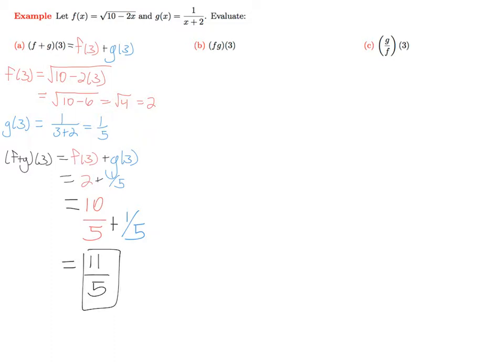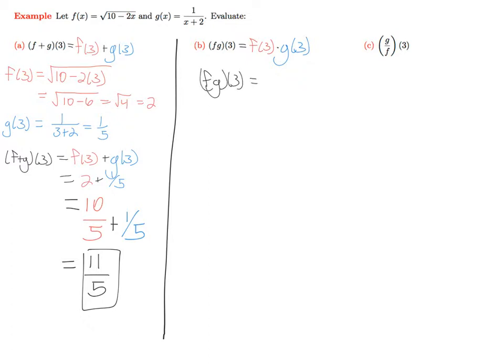Same idea in part B, in that f times g evaluated at 3, we can get by taking f of 3 and multiplying that by g of 3. And we've already evaluated these in part A, each of these functions at 3. So we get f of 3, which is 2, times g of 3, which we found to be 1/5. So in part B, we get 2 times 1/5. In other words, we get 2/5.